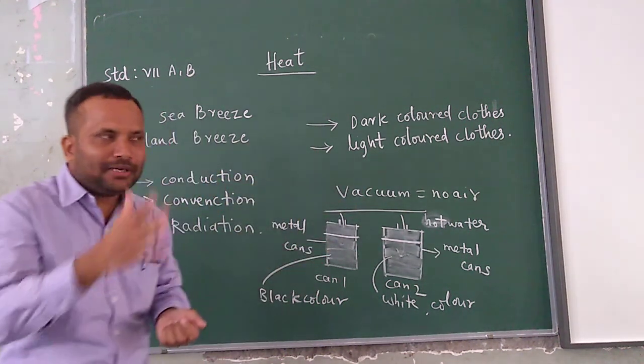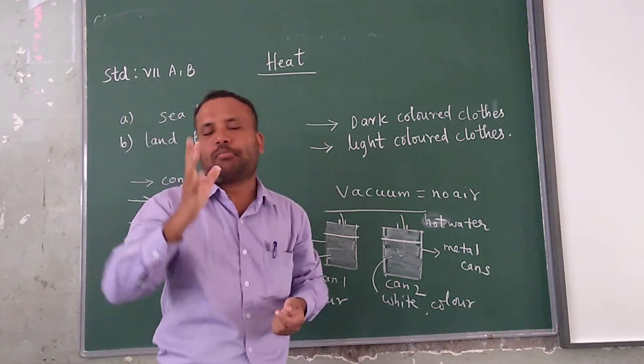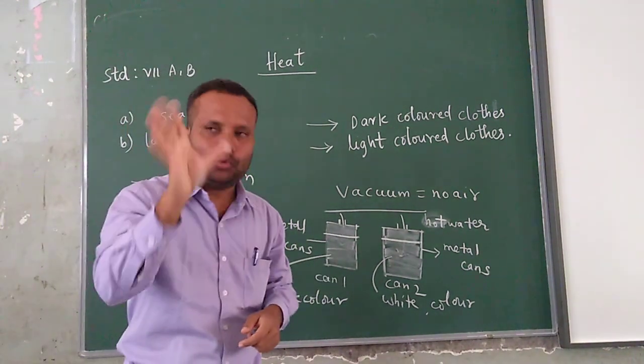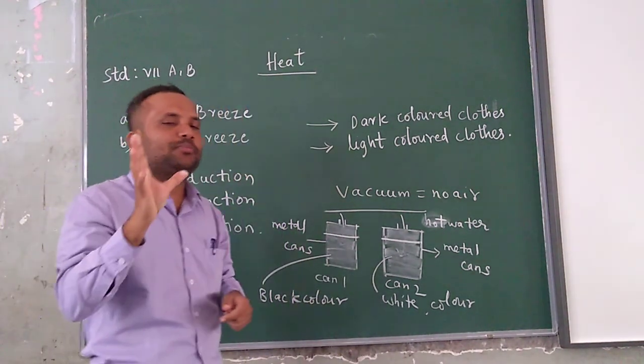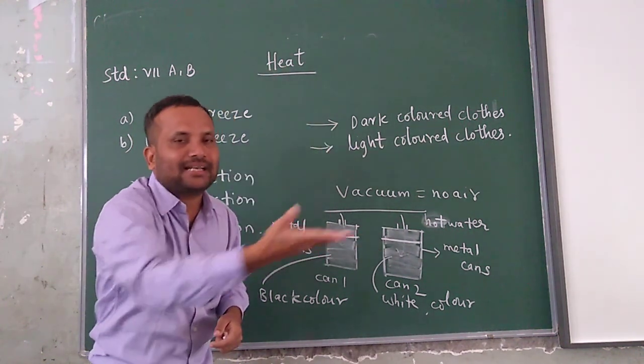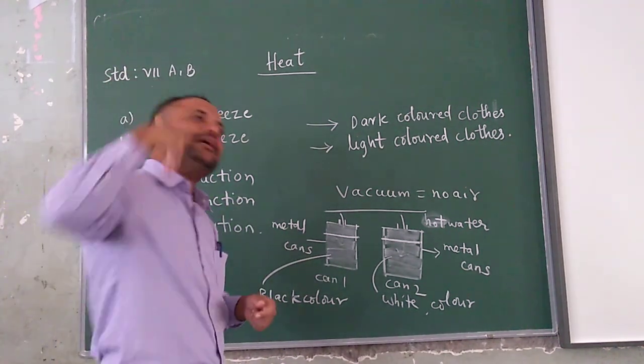Yes, children. So what I mean to tell here is, dark colored clothes absorb a lot of heat. Light colored clothes don't absorb that much. They don't absorb the heat, but they reflect the heat back to the surroundings.